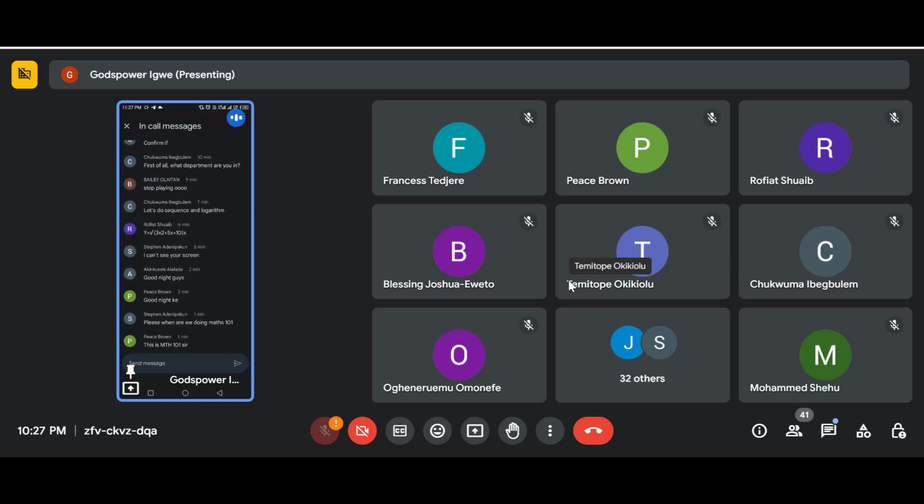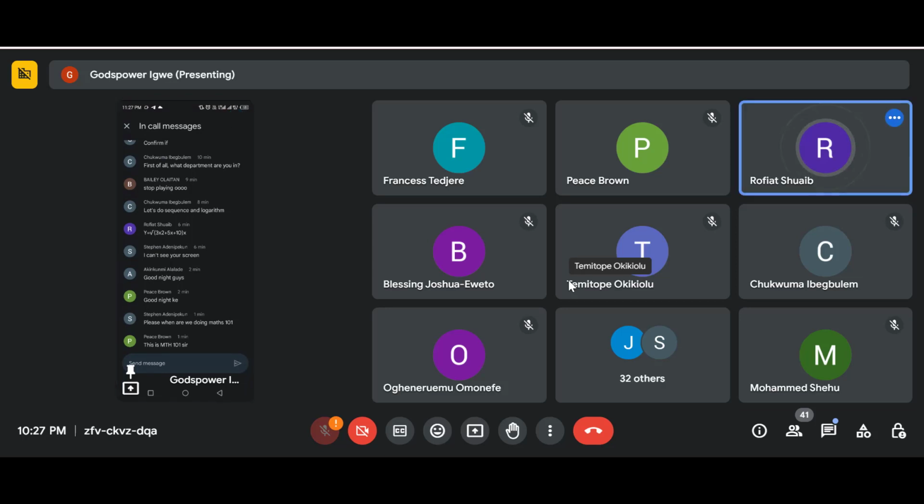Okay, it says y is equal to 3x raised to power 2 plus 5x plus 10x. Okay, you want us to solve this? Yes, sir. 3x raised to power 2 plus 5x, plus bracket close, then x.